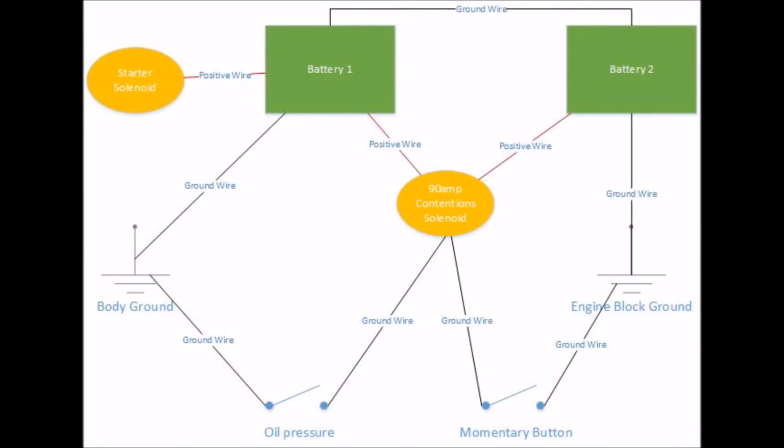Might want to pause the video at this point and take a look at this diagram. So in the diagram I have battery one and battery two, and everything's grounded together. It's not shown, but there's a ground from the body to the engine block.